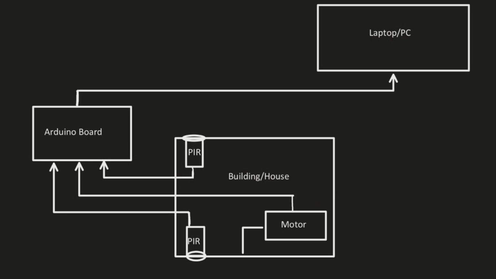Now, let's explain how I initially started the idea. The first step I took towards accomplishing my targeted project was to draw a systematic diagram. As you can see, two PIR sensors and a motor which is connected to a door are all connected to the Arduino board, which is connected to a laptop or PC to actually control the Arduino.